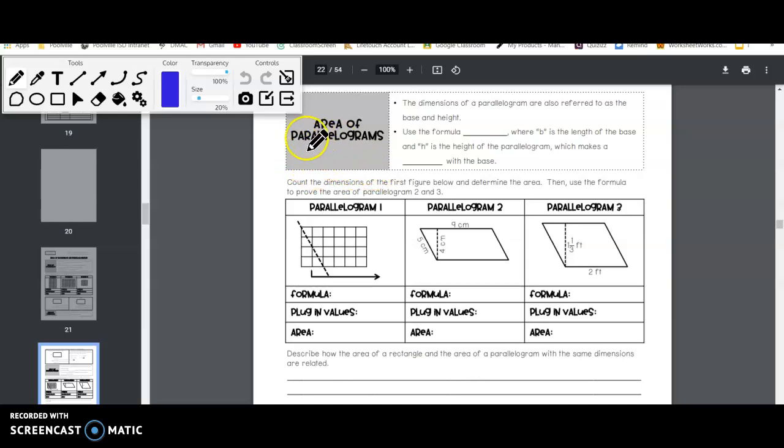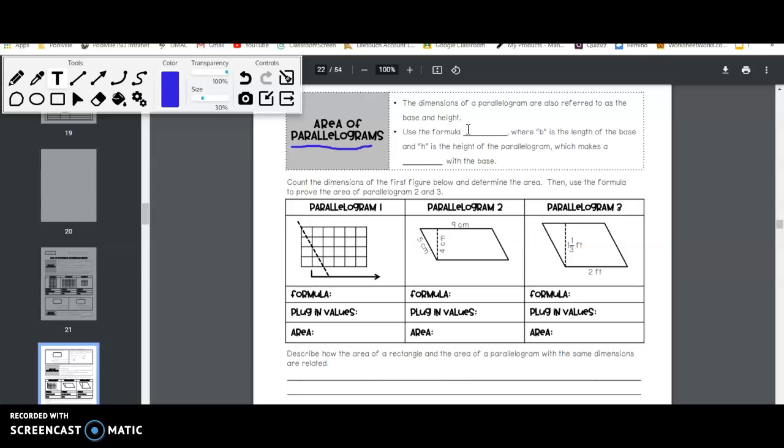Alright class, back to the second part. This is over the area of a parallelogram. This is a parallelogram right here. It's still a four-sided shape. It's just slanted, but you still treat it the same way when you're trying to find the area.